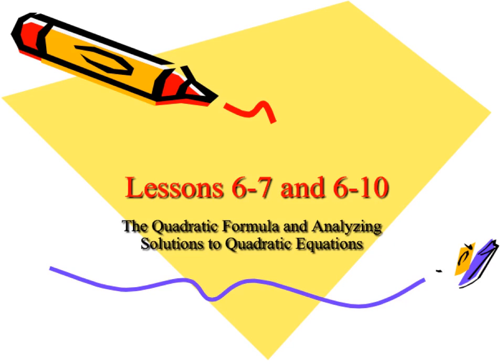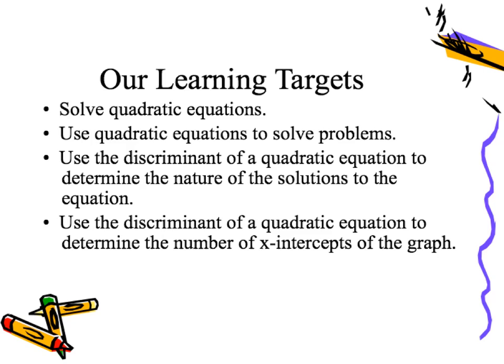So in lessons 6.7 and 6.10, we're going to be learning to use the quadratic formula to not only find solutions to quadratic equations, but also to determine the nature of those solutions. So our targets are to be able to solve quadratic equations, use them to solve problems that relate to the real world, use the discriminant, which is a part of the quadratic formula, to determine the nature of the solutions, and then use the discriminant to determine the number of x-intercepts on the graph of that parabola.